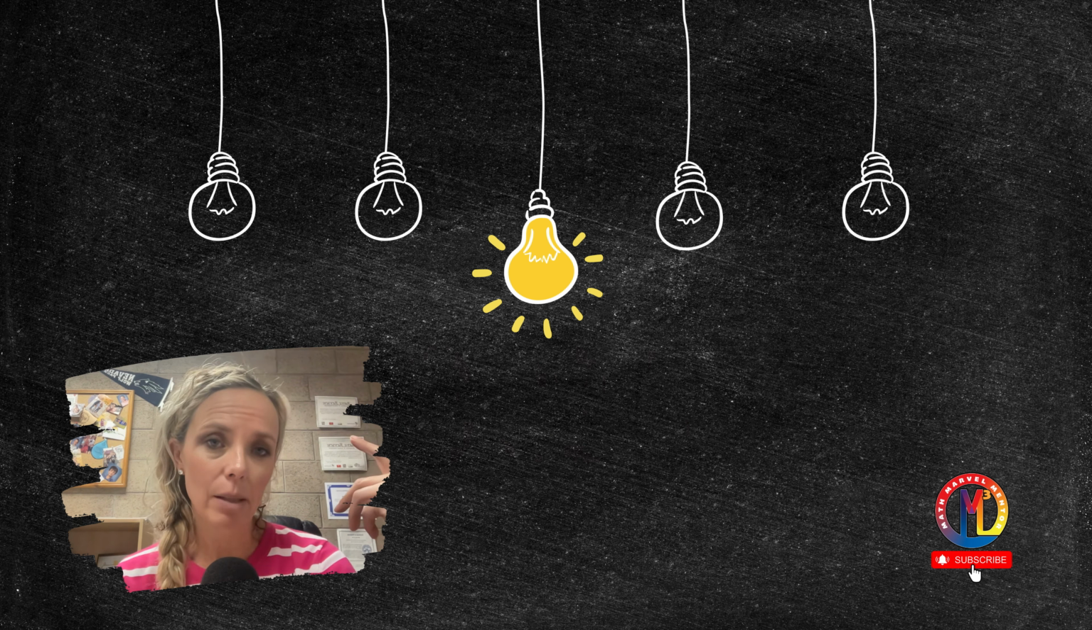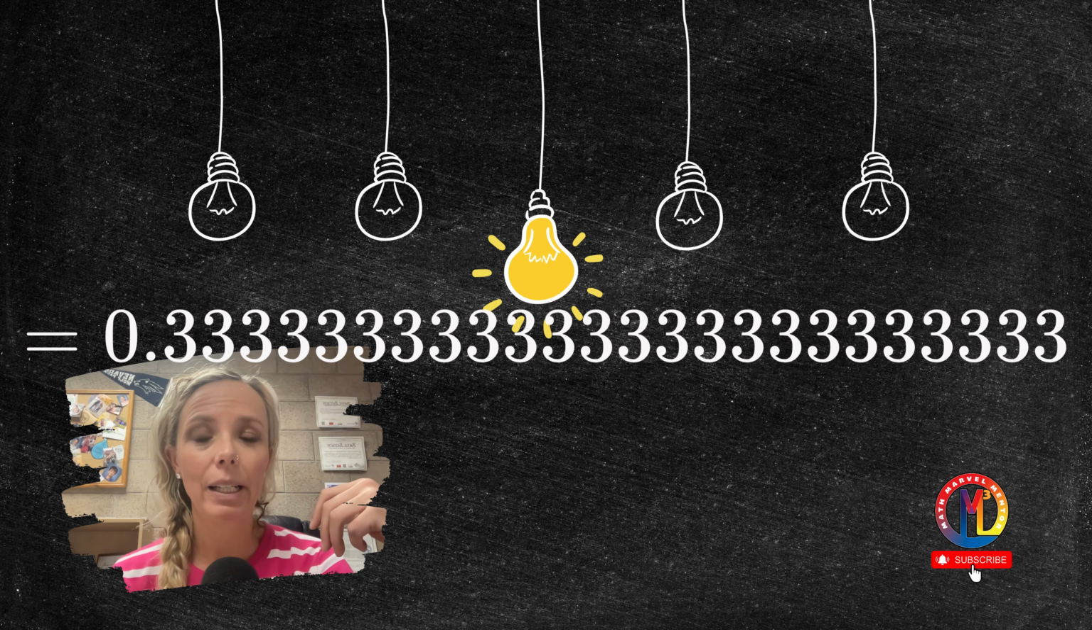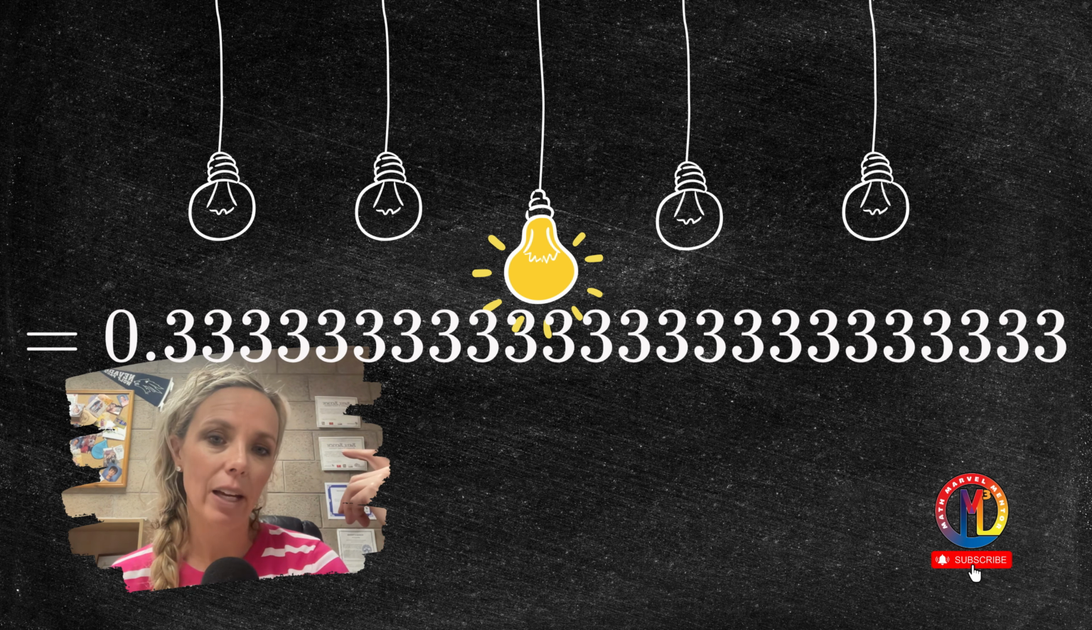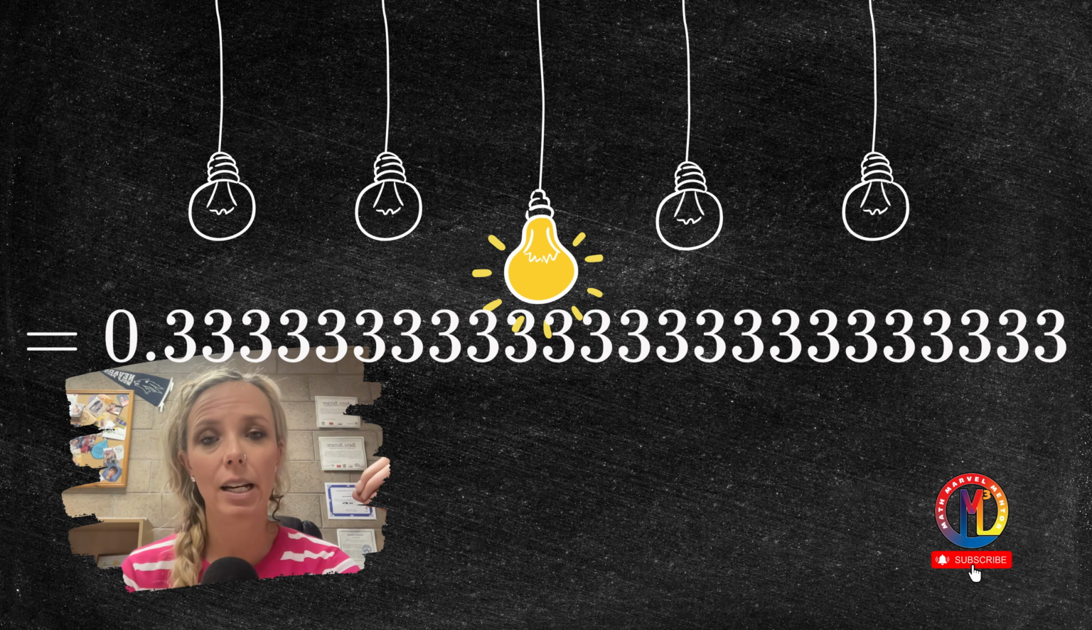Now, a repeating decimal does not stop. It keeps on going and repeating. So an example of that would be like 0.3 repeating, 0.33333333333. So repeating decimals go on and they don't stop. And they can also be written in fraction form.